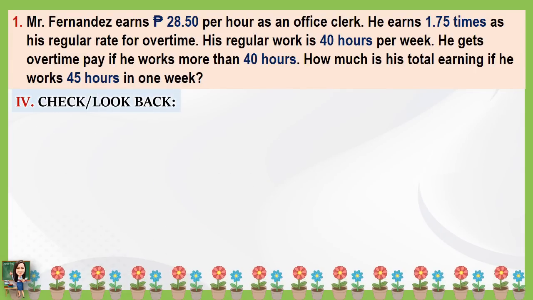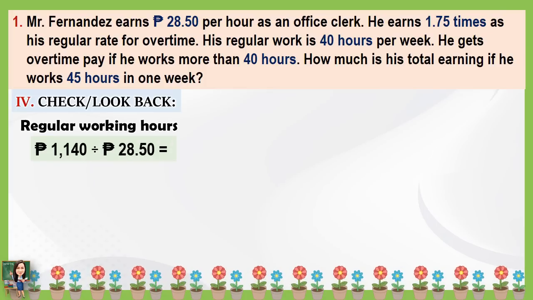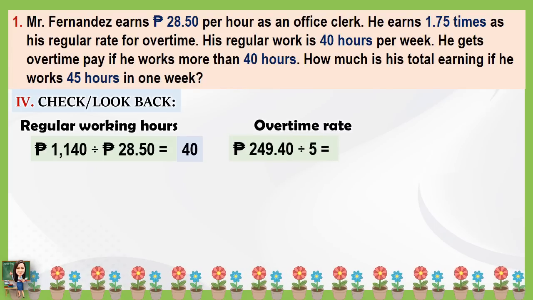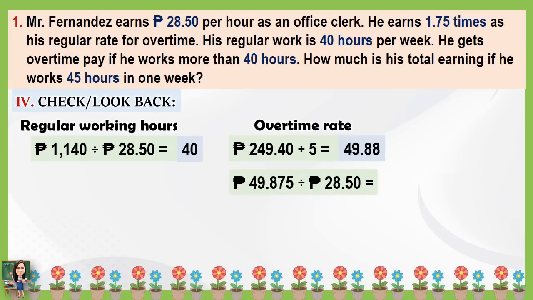Step 4. Check and look back. So the regular working hours: 1,140 pesos divided by 28 pesos and 50 centavos equals 40 hours. The overtime pay is 249 pesos and 40 centavos divided by 5 days equals 49 pesos and 88 centavos. 49 pesos and 88 centavos divided by 28 pesos and 50 centavos equals 1 and 75 hundredths.